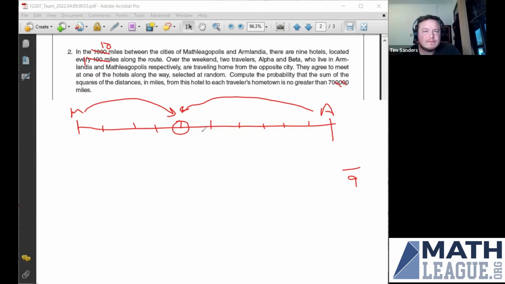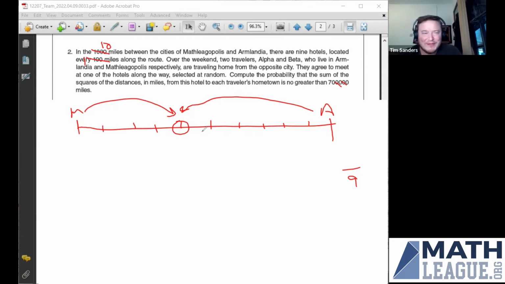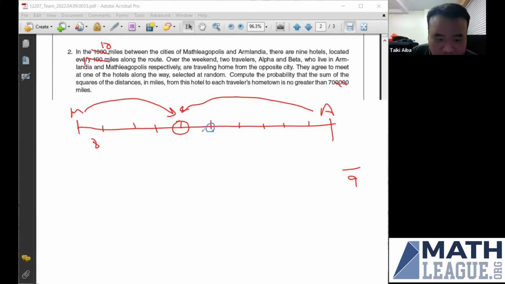Mm-hmm. So if it's the middle, then Taiki's going to be working from the middle out. I'll work from the outside in then. So go ahead, Taiki. You can do the middle out. I'll do the outside in. So middle distance from the middle to each of M and A is 5 and 5, so we get 5 squared plus 5 squared, which equals 50.